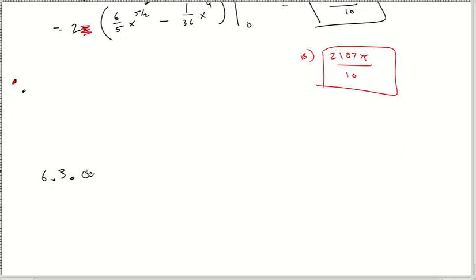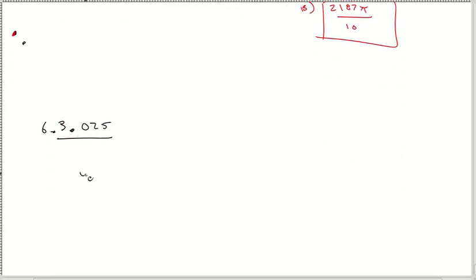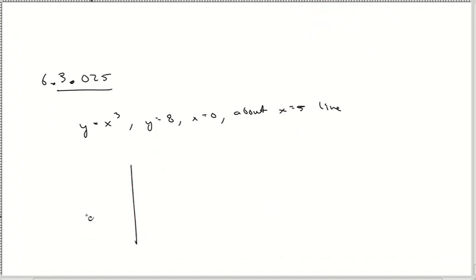Next question. Okay, so I got y is equal to x cubed, y is equal to 8, x equals 0, and then it says going about the x equals 5 line. Now this is going to be a little bit tricky. So let's try to draw this and see what's going on. I got my cubic. y equals 8. 1, 2, 3, 4, 5, 6, 7, 8. x equals 0. So we got all this area in here.